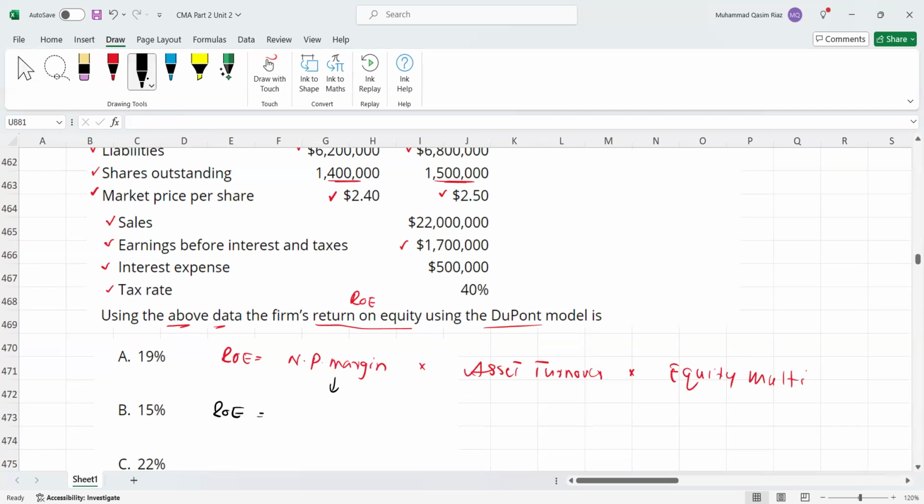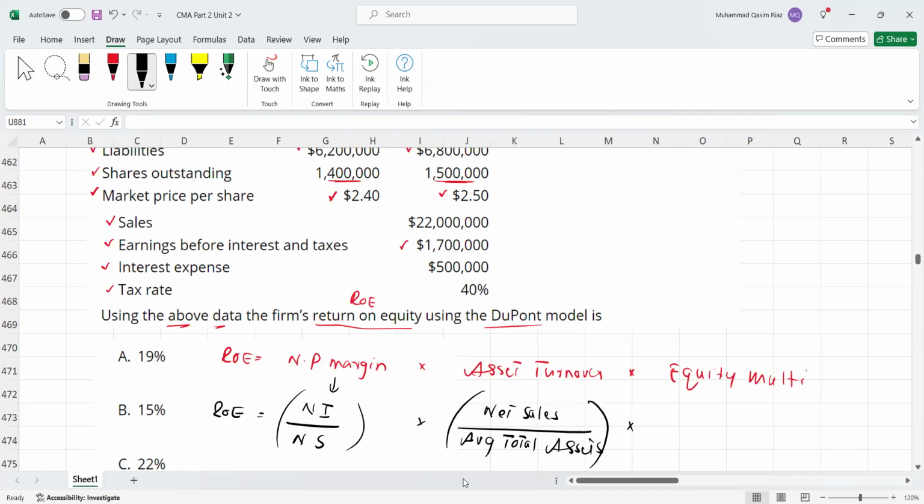Net profit margin, how do you calculate it, guys? Net income divided by net sales. And the asset turnover ratio, how do you find it? Net sales divided by average total assets, multiplied by the equity multiplier. So average total assets divided by average total equity. Okay, so this is the complete formula.